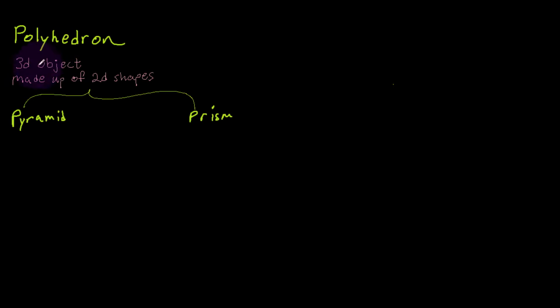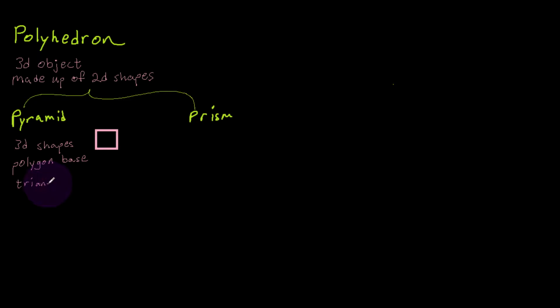Pyramids are just like polyhedrons, so they're three-dimensional shapes. I'm going to write down 3D shape. Another way of thinking about this is that they're a 3D solid. Their base shape is a polygon, so they have a polygon base. So let's get a shape up on the screen. I'm going to put a square here. It could have a different shape, but we're going to say that our polygon base is a square, and all of its faces are made up of triangles. So it has triangular faces.